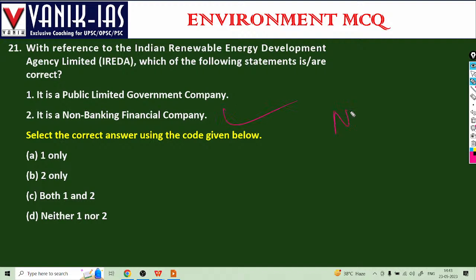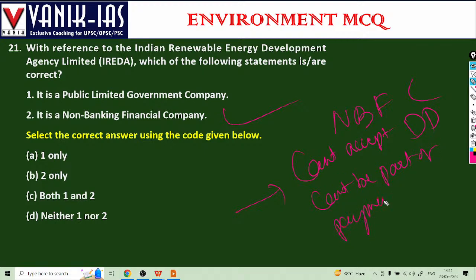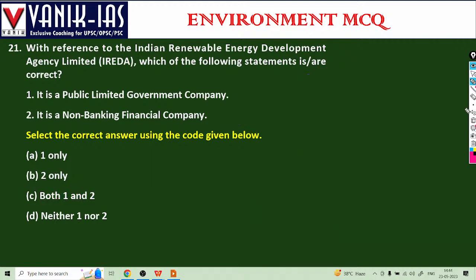So it's an NBFC. What are the features of NBFCs? They cannot accept demand deposits. NBFCs can be a part of payment and settlement. And it's a public limited government company. Both the statements are right with respect to the Indian Renewable Energy Development Agency Limited. It especially promotes renewable energy for the government of India.